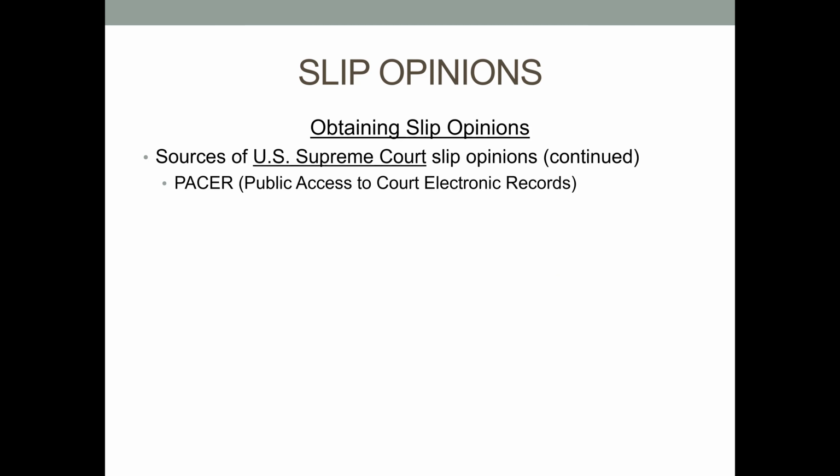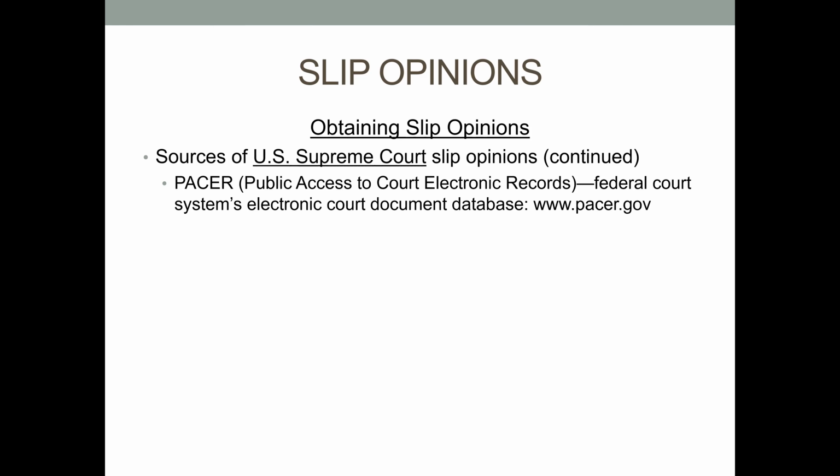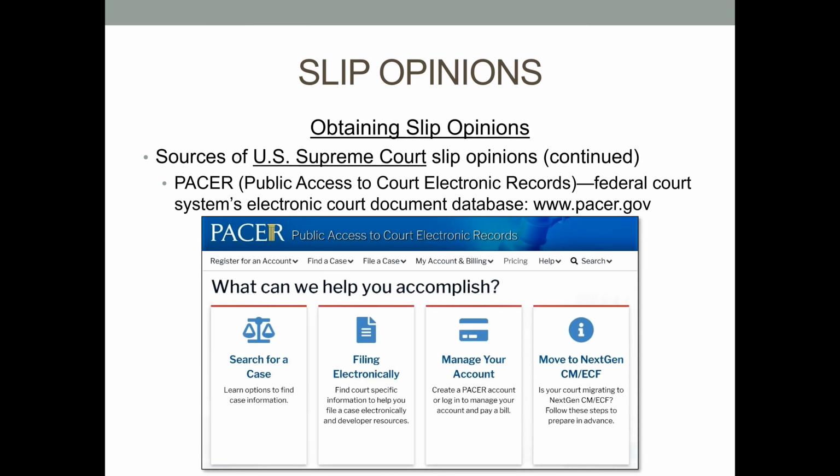Now, another site I want to go back to is this PACER site. Again, this is the federal court's online system for electronic court documents. This is where you can see any documents that a party or the court itself has filed in a federal lawsuit, whether it's a past lawsuit or an ongoing one now. And again, its website is www.pacer.gov. So here's what the home page looks like. And you'll see here it says, what can we help you accomplish?